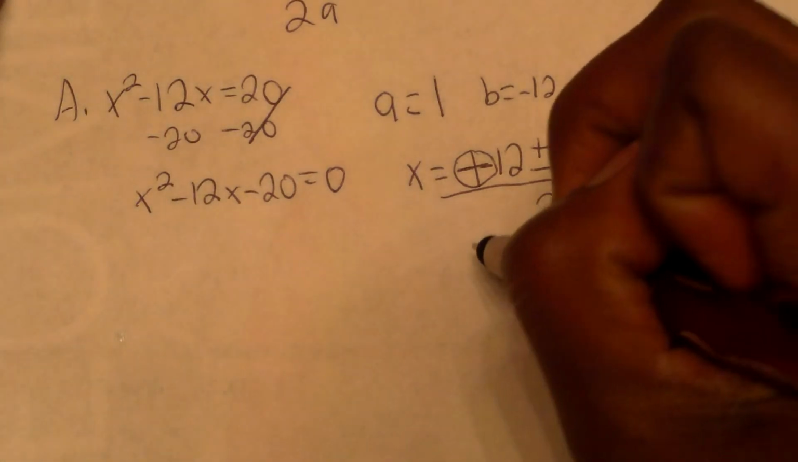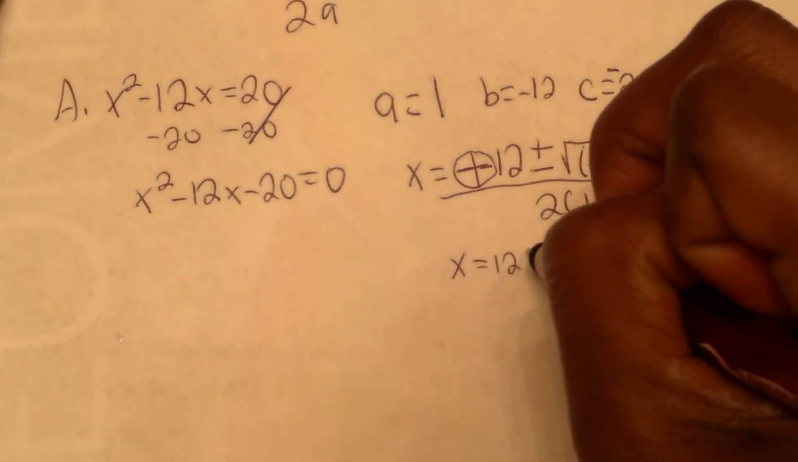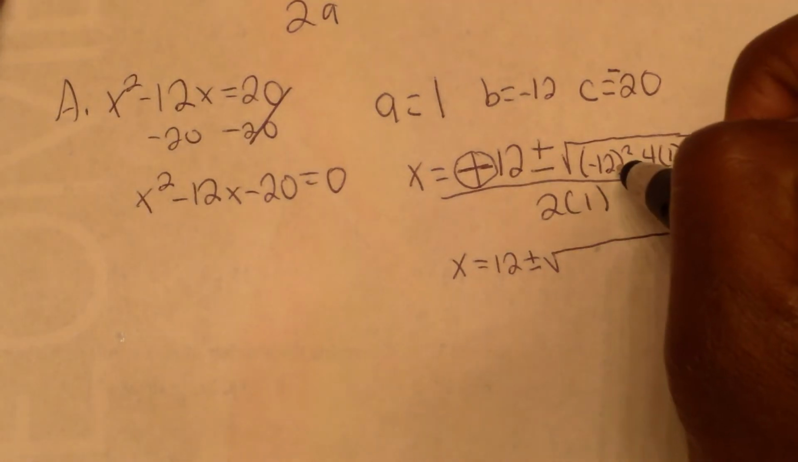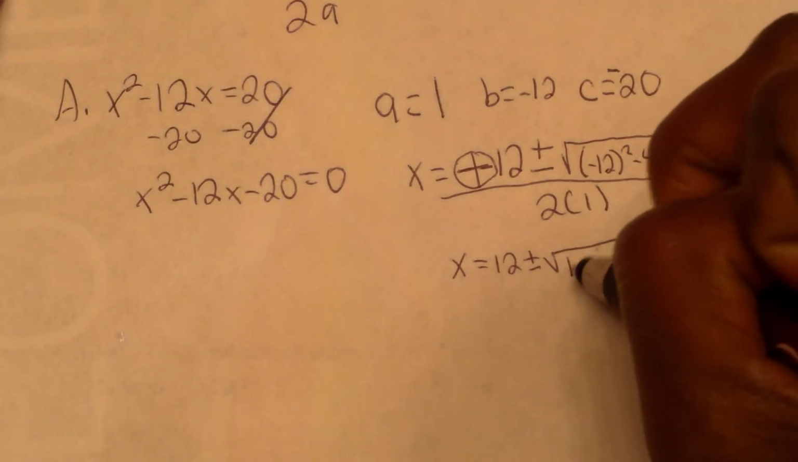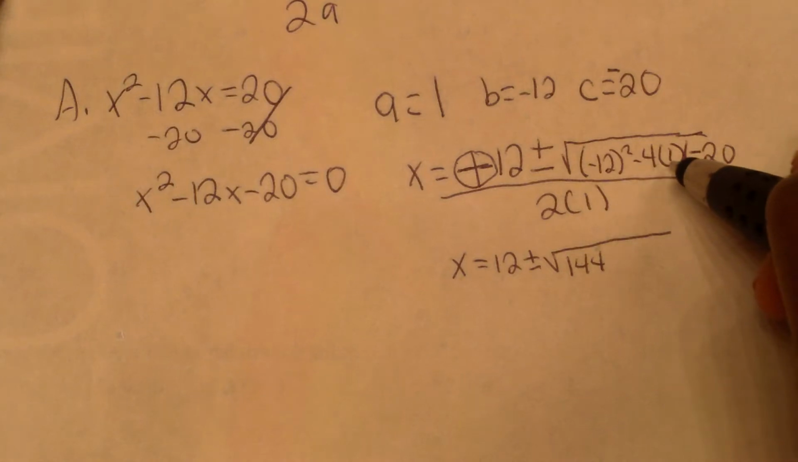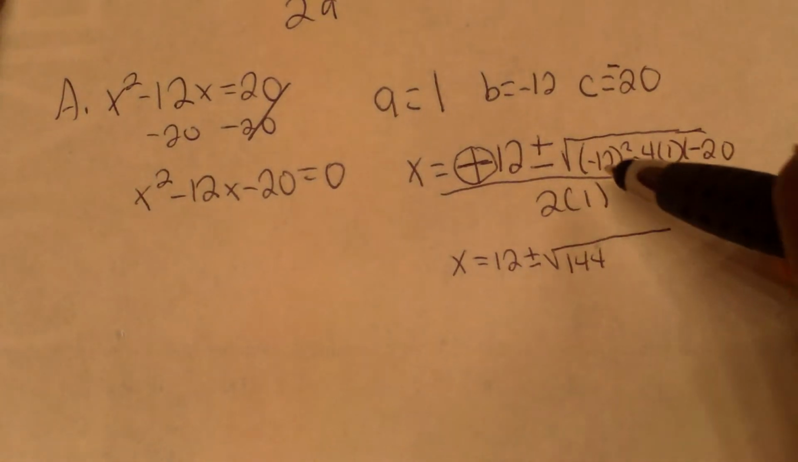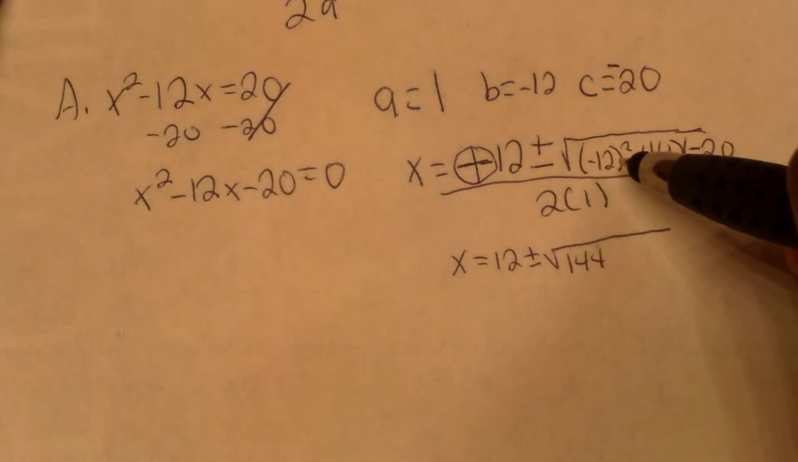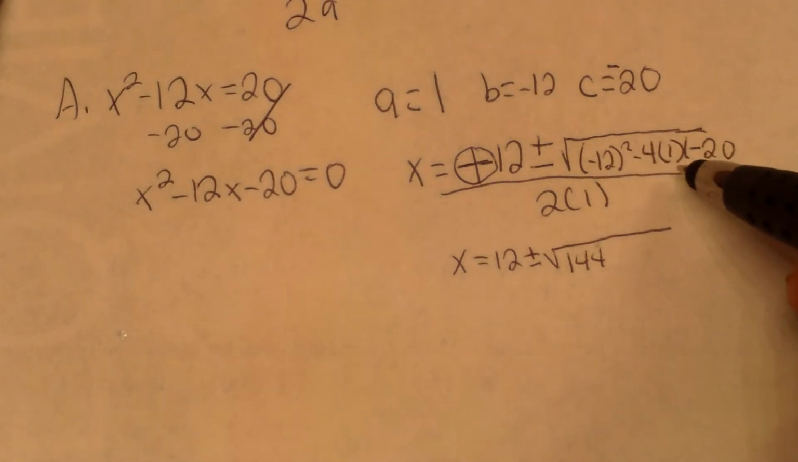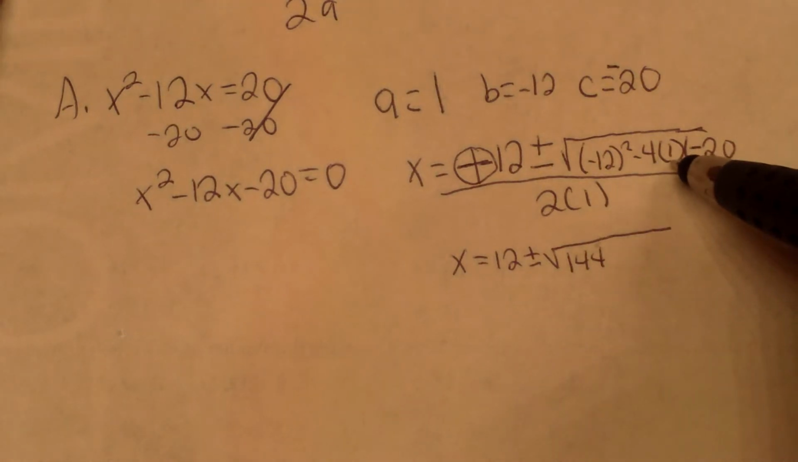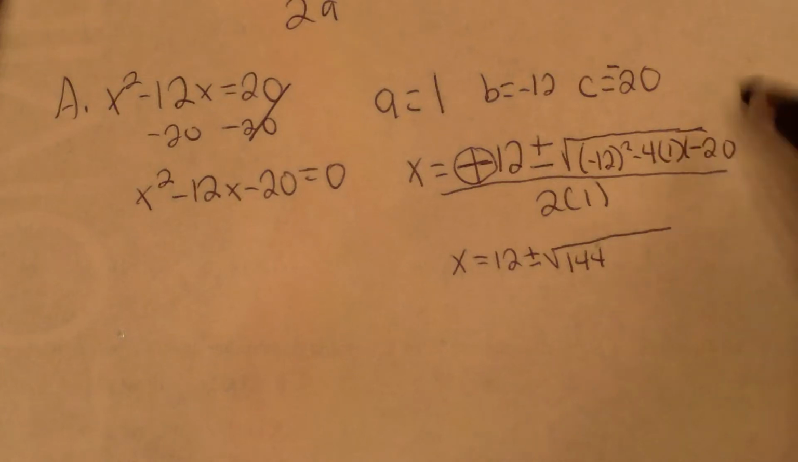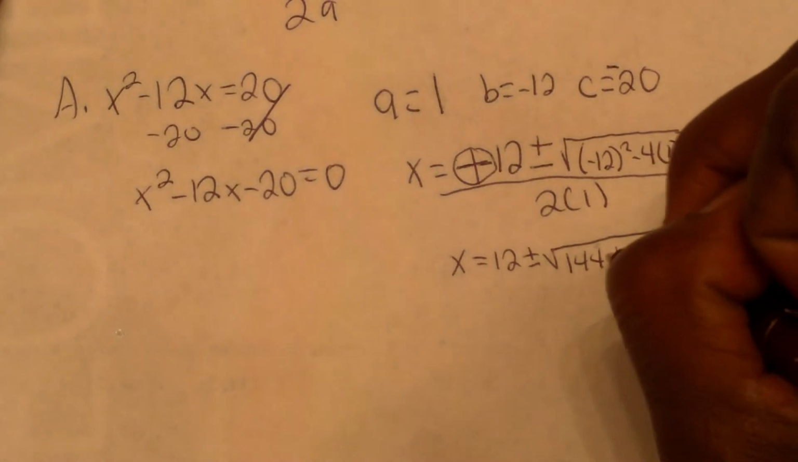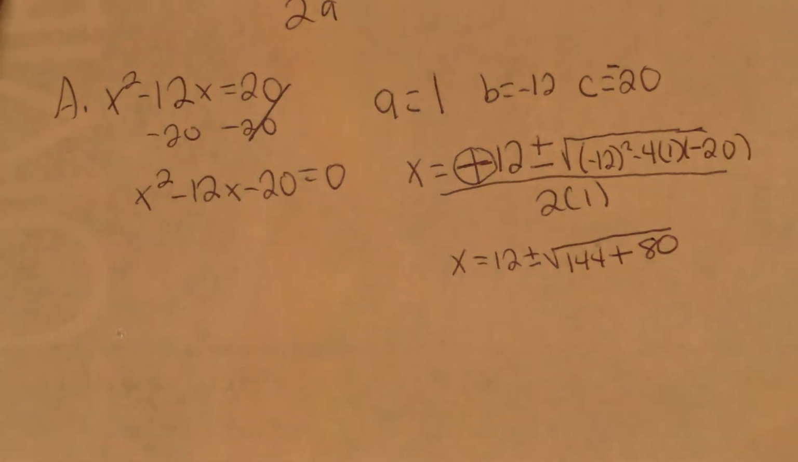Now that we have that, we have x equals our positive 12 plus or minus the square root. What is negative 12 squared? Negative 12 times negative 12 is 144. Negative 4 times here. Some people prefer to type it all in at once. If you do it by step, we would do our exponents first, right? And then those three are multiplied together, 4 times a times c. So we're going to multiply all 4 numbers together. Negative 4 times 1 is negative 4. Negative 4 times negative 20. Two negatives are going to make a positive 80. Everybody got that?